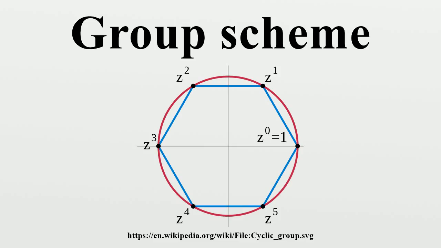The unit map is given by sending x to 1, multiplication is given by sending x to x⊗x, and the inverse is given by sending x to x^-1. Algebraic tori form an important class of commutative group schemes, defined either by the property of being locally on S a product of copies of G_m, or as groups of multiplicative type associated to finitely generated free abelian groups.